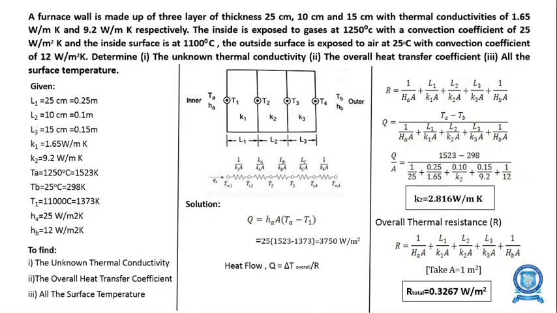Then overall thermal resistance, that is, we are going to find the total resistance value, that is 0.3267 watts per meter square. So by solving the denominator, since for finding the value of R, we need all the thermal conductivities. So in the previous step alone, we have found the thermal conductivity of the second layer. Hence after finding that, we just find the value of total resistance, 0.3267.